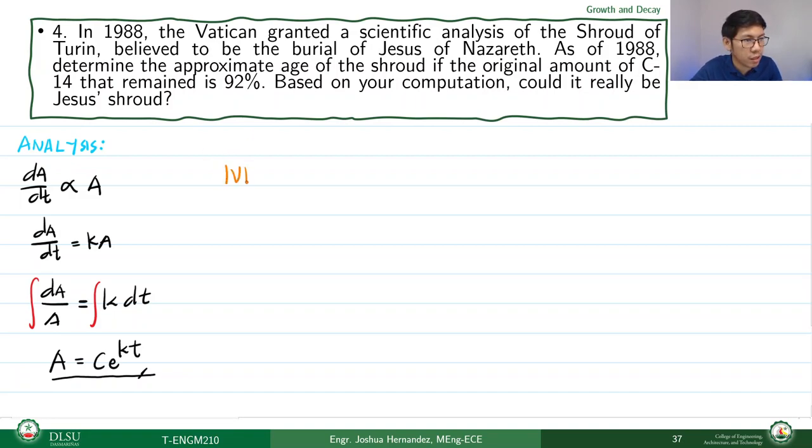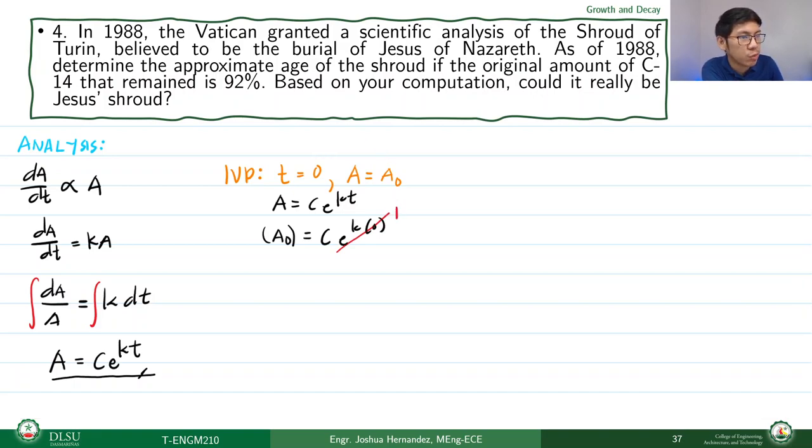So, IVP, initial value problem. Can use the IVP. So, when t is equal to 0, yung amount daw ng C14 is A0. Okay. So, from our working equation, A equals C e raised to kt, magkakaroon tayo ng A0 equals C e raised to k and then 0. And we know e raised to 0 is 1. Therefore, C is equal to A0.